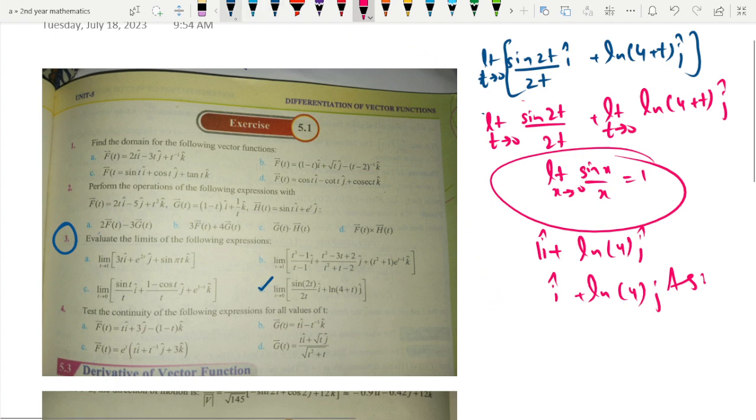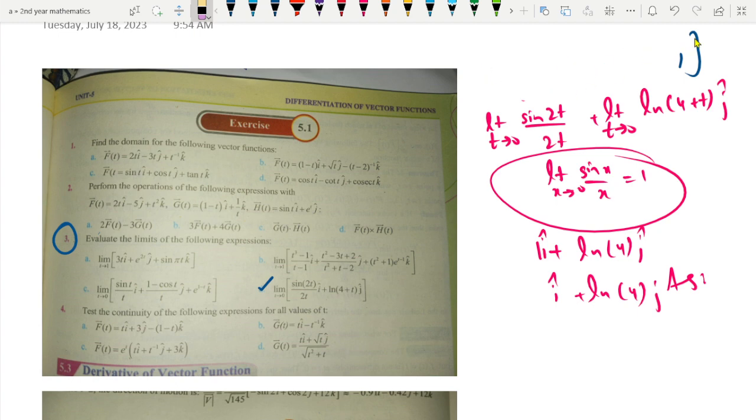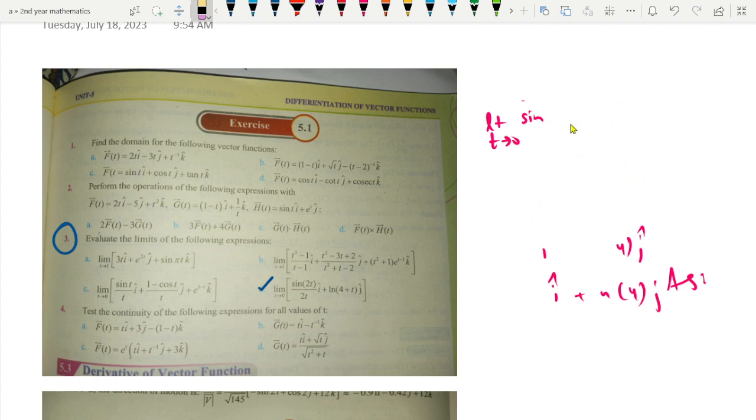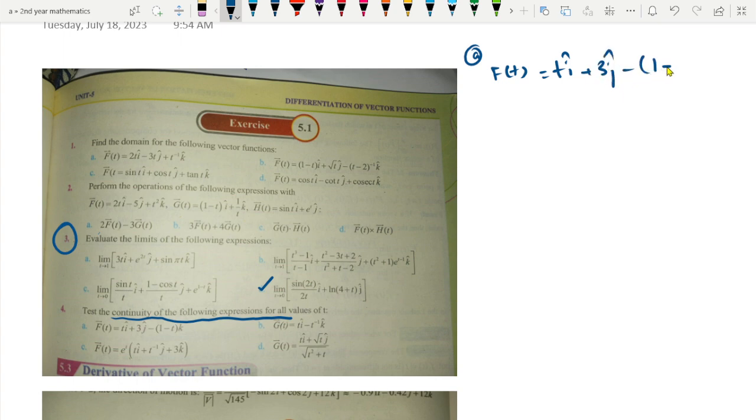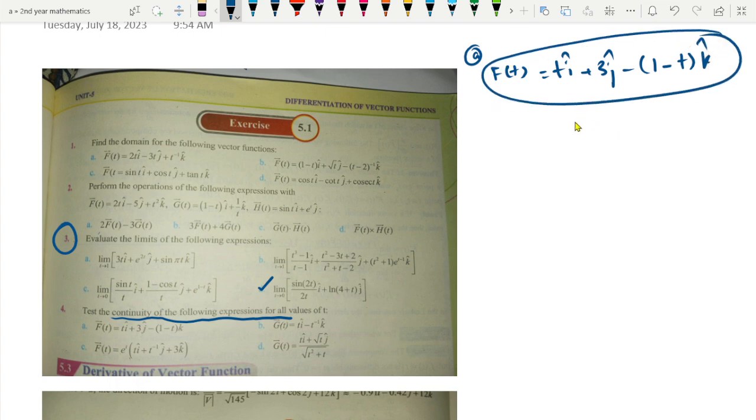Now we will discuss question number 4. Test for the continuity of the following expression for all values of t. So f of t is equal to ti plus 3j minus 1 minus tk. So this is continuous for all values of t.